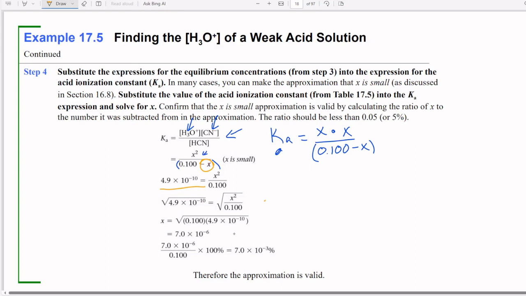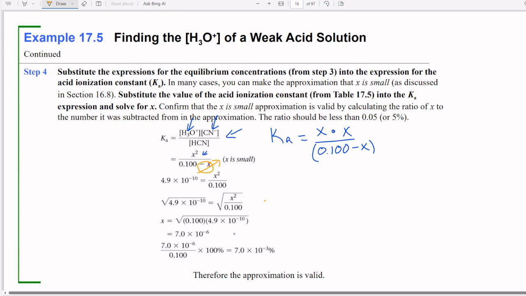We wouldn't notice a difference in our significant figures, and therefore we can make the assumption that X is small, and we can take this shortcut, meaning that we can not consider the amount of X that is subtracted from the initial amount, and therefore we just eliminate it because X is small, and it makes our calculation much easier. We don't have to plug in the quadratic formula. And so now we can solve for X a little bit easier.